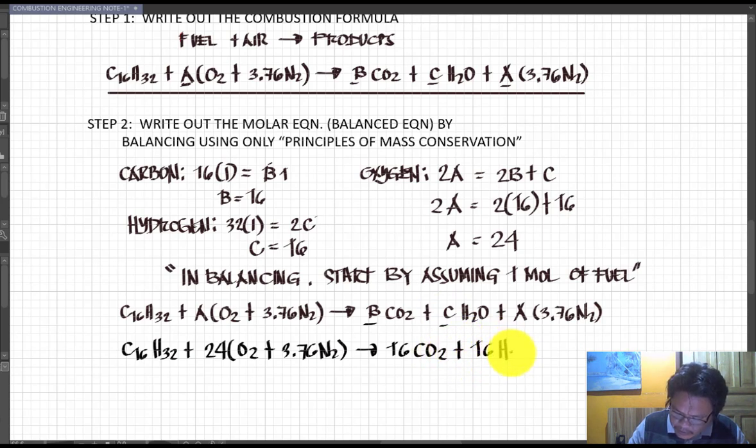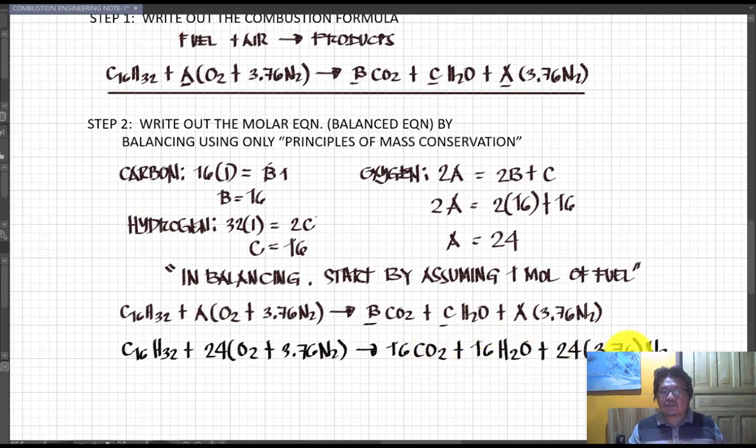16, we have H2O, then plus your A, we have your 24, then multiply by 3.76. So they have your nitrogen. So mapapansin nyo dyan, we have H2O in the product of combustion. So yung mga product of combustion is a mixture of CO2, then H2O, and we have the nitrogen.